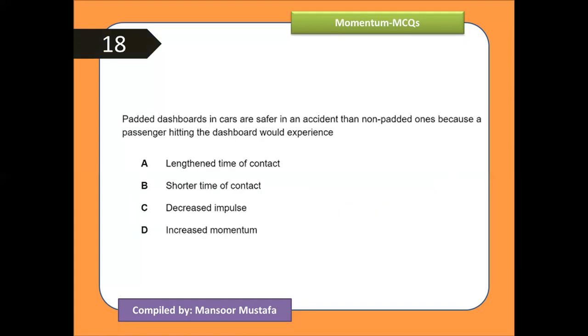Now moving to the next question. Padded dashboards in cars are safer in an accident than non-padded ones because a passenger hitting the dashboard would experience... This is the same type of question like question number 2, where the impact force is the concern, meaning why there is an advantage of padded dashboards. Actually, padded dashboards lengthen the time in contact. The more the time in contact increases, the more the impact force reduces. So that is an advantage. So option A is the correct one.